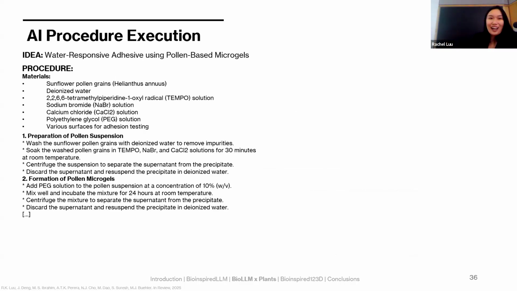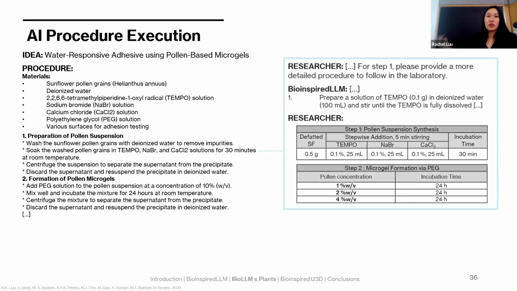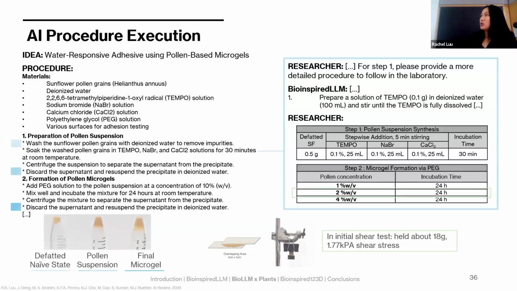Because we had our experimentalists working on this as well, they were able to integrate with our system and make any refining steps. But for the most part, they followed the procedure almost directly. And by doing so, they were able to generate this final microgel, which they reported as having a distinct grainy texture.